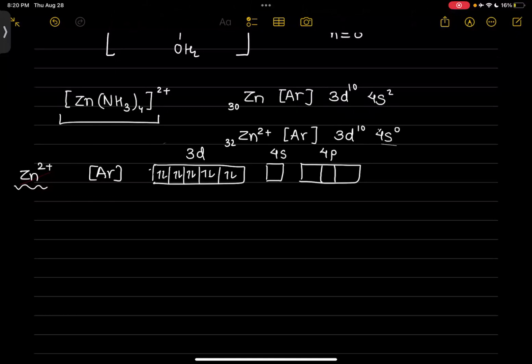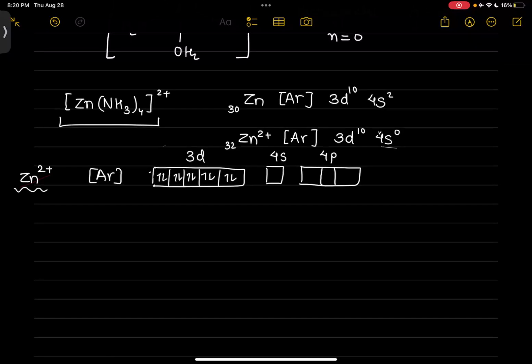Normally, what mistakes are made by the students? They think that the NH3 is a strong ligand and it will pair up. Okay, but there is no room for pairing because all the d orbitals are completely filled. So it is going to be sp3, very correct. And what is going to be the shape of sp3, Aisha? Tetrahedral. Exactly, it is.